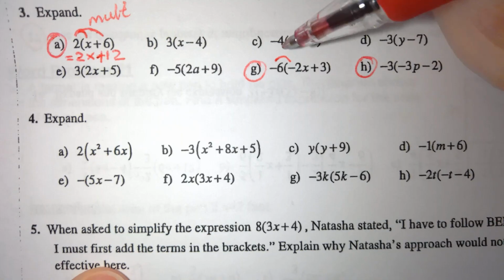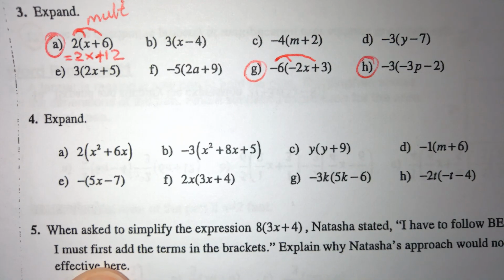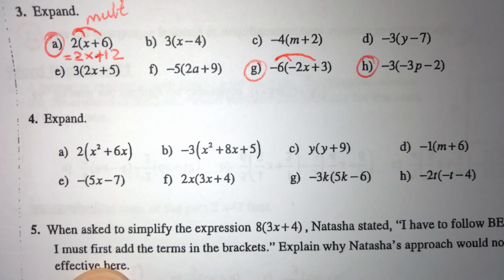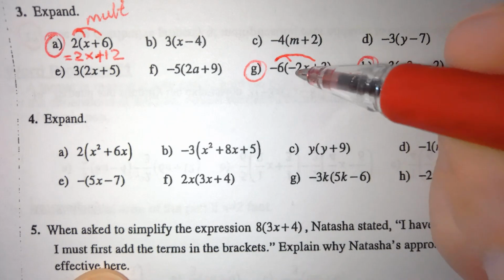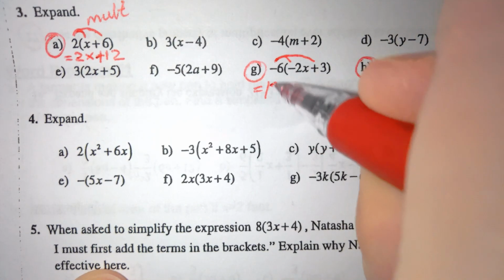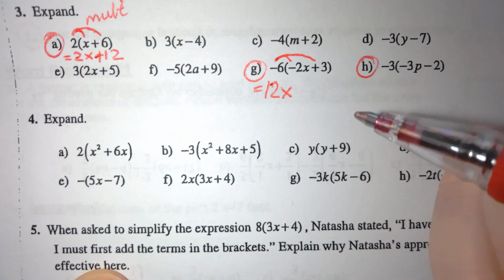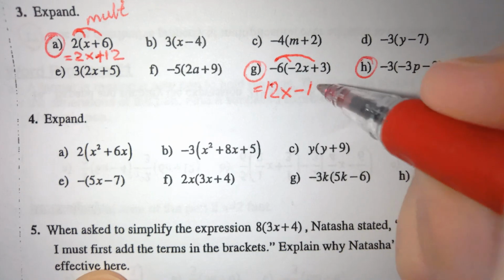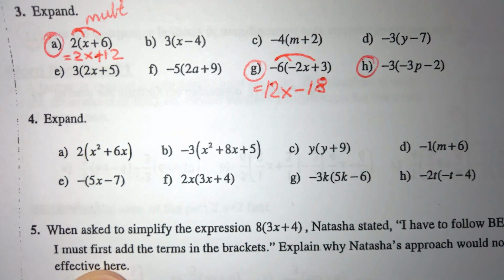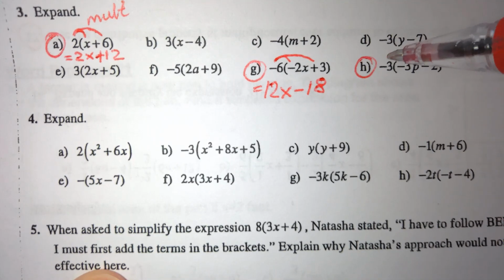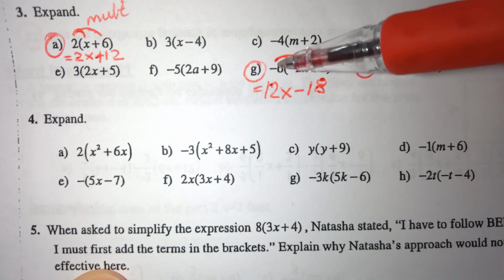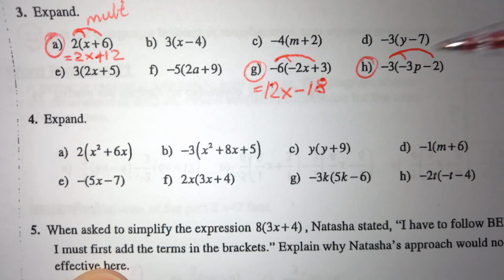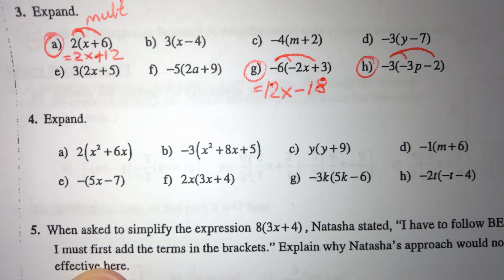Let's try this one. 3g. So again, you're multiplying. So negative 6 times negative 2x. Negative 6 times negative 2x. Alvin. Yeah, 12x. And then what's negative 6 times positive 3? That's it. So the only difference between yesterday and today is yesterday it was only positive 1 or negative 1, and we were just multiplying 1. Now we're multiplying an actual number.